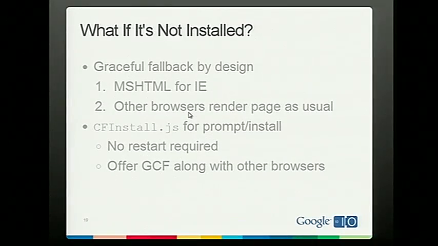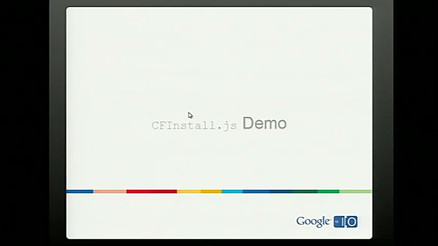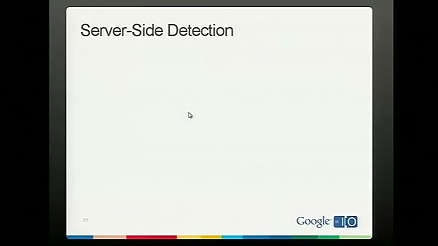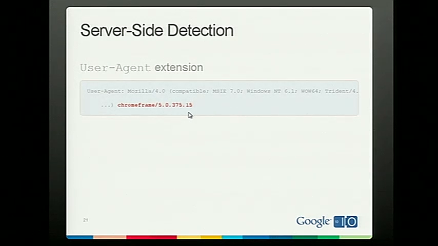More fun with HTML slides. OK. So we just saw the cfinstall script at work. That overlay prompt asks users to install Chrome Frame. And in the general case, it doesn't require users to restart their browser. So on the server side, let's say you've got some code that's detecting for Internet Explorer and potentially sending different content down to the user. You'd like to know whether or not your users can see Chrome Frame.